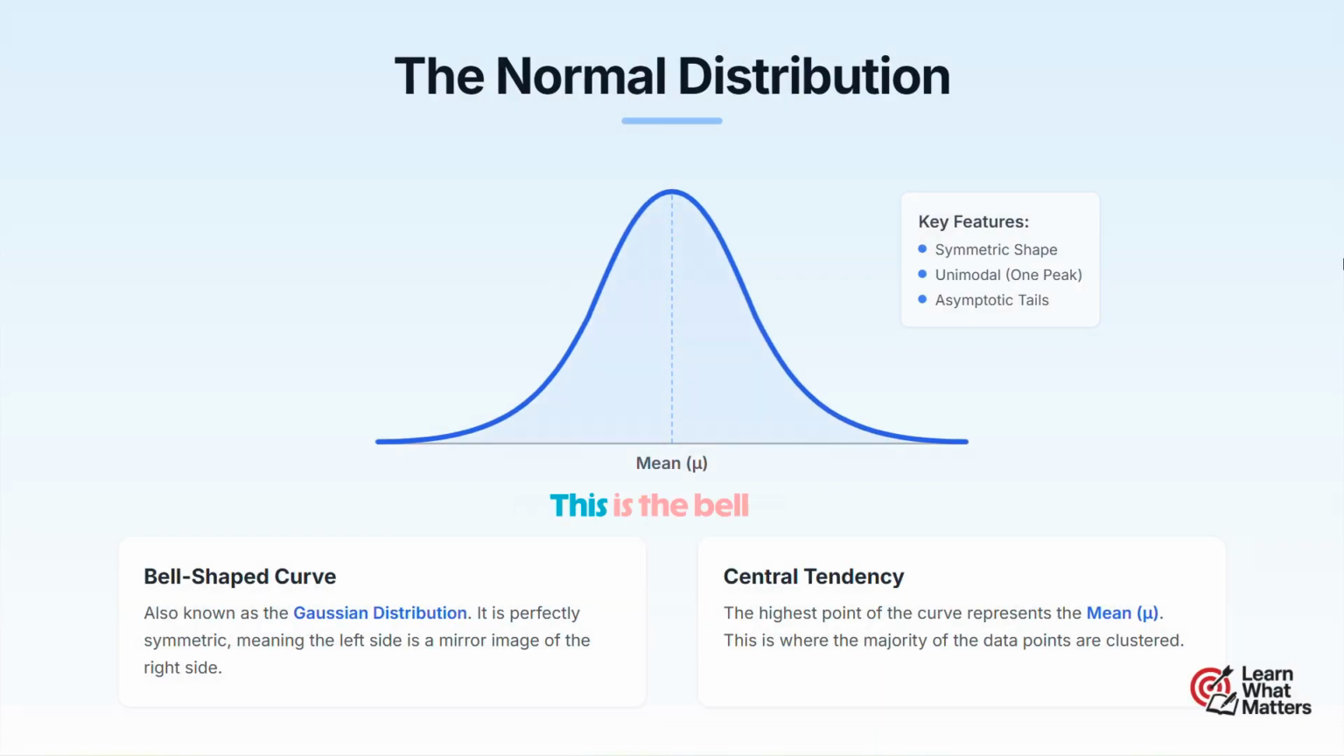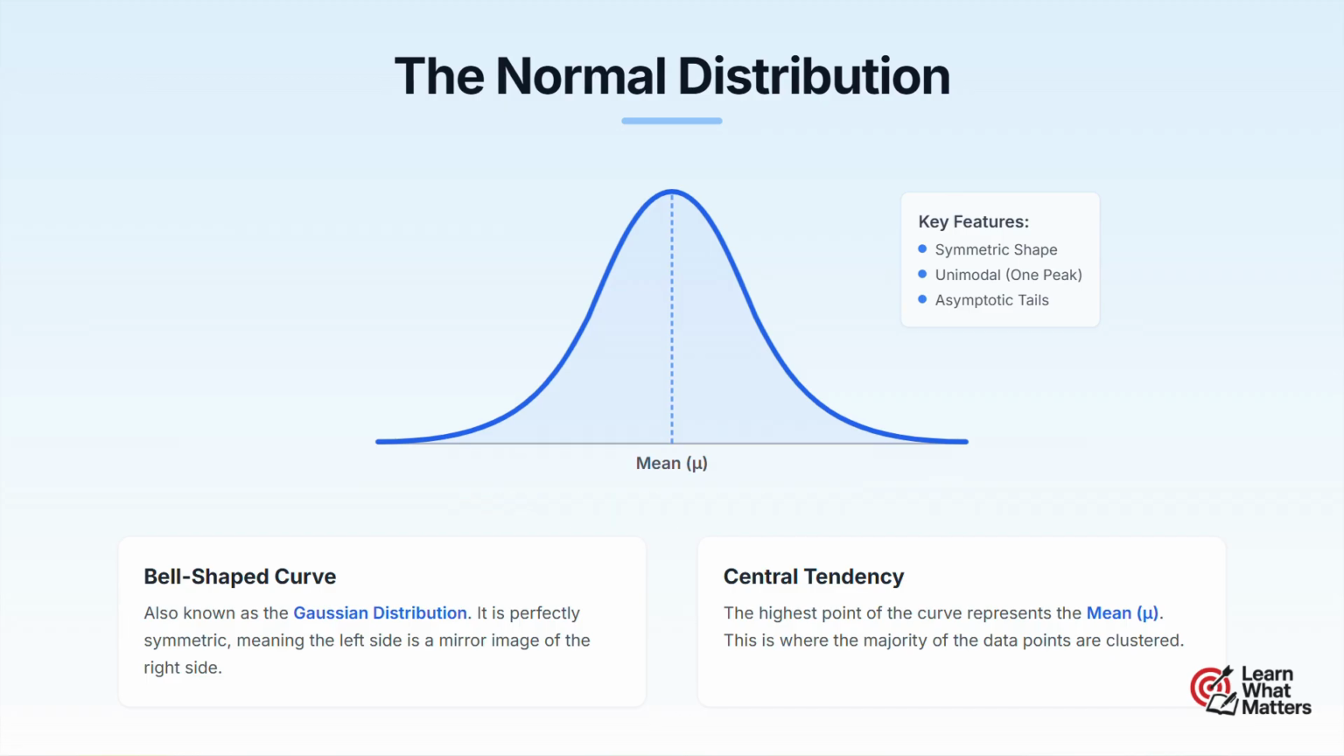Look at the visual. This is the bell curve, also called the Gaussian distribution. Notice how it's perfectly symmetric. The left side is a mirror image of the right side. 3 key features: symmetric shape, perfect balance, no bias to either side. Unimodal, one peak. There's one clear center where most of the data lives. Asymptotic tails, the edges stretch out forever, getting closer to zero but never actually touching. Extreme values are always possible, just incredibly rare. That dashed line in the center? That's the mean, mu, the highest point of the curve, where the majority of data points cluster.